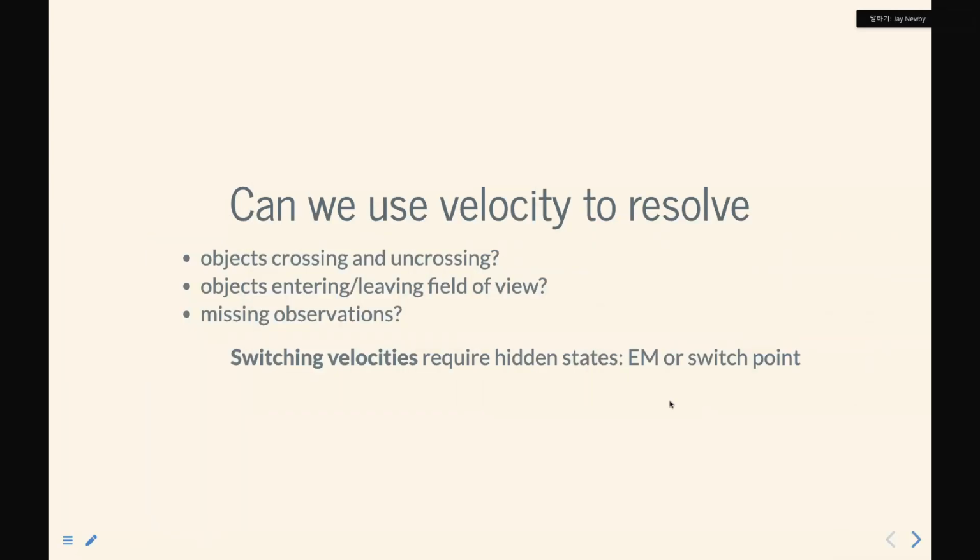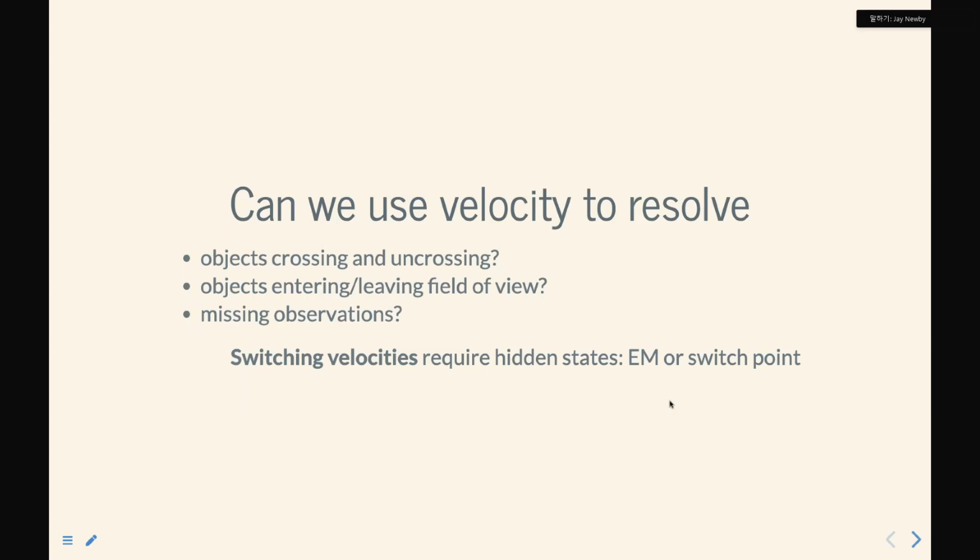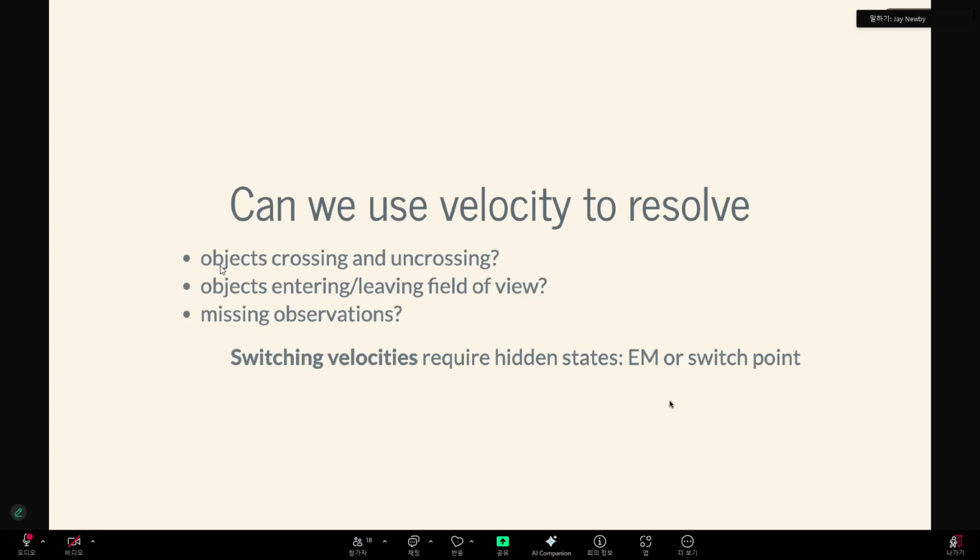So again, we want to be able to use velocity to resolve what happens at crossings and uncrossings. We also have objects that enter and leave the field of view. Our methods for identifying where objects are not perfect. I'll talk about that in a little bit. So we'll have a lot of missing observations, and we need to be able to deal with that.